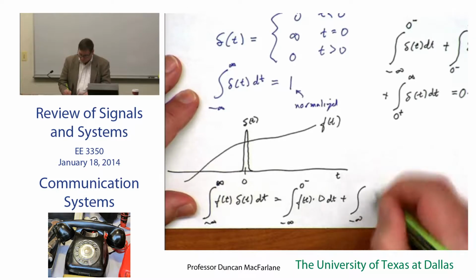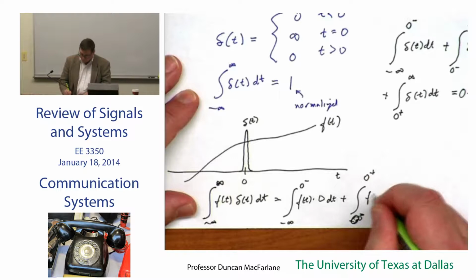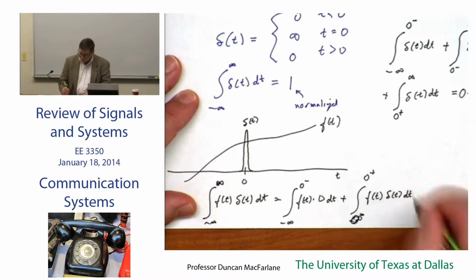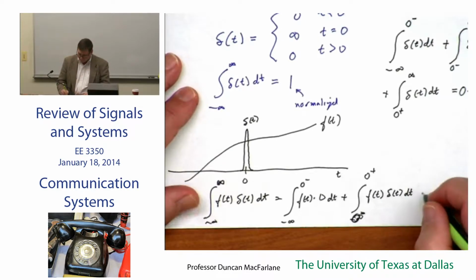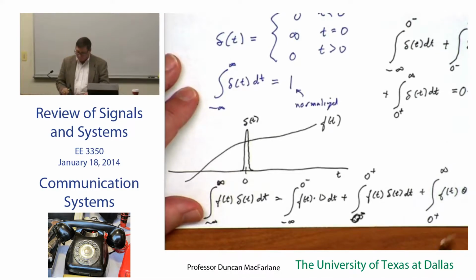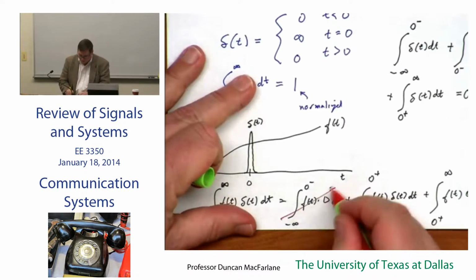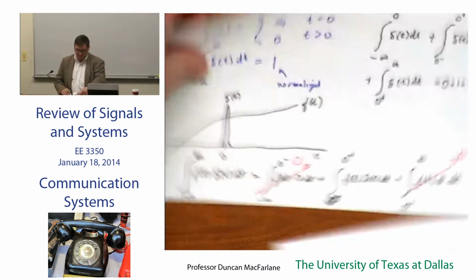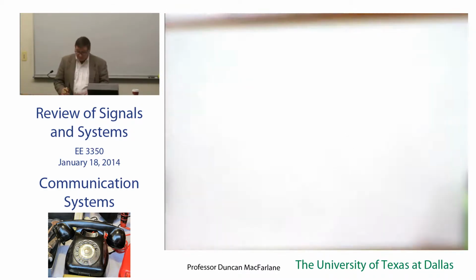Plus the integral from 0 minus to 0 plus of f of t, and I'm going to leave the delta function in there, because I'm not sure quite how I'm going to handle that just yet. And then plus another integral from 0 plus to infinity of f of t times, I know it's going to be 0, dt. So that guy goes to 0 and that guy goes to 0. That makes me very happy. This makes me very sad. So I've got to think about what that means.